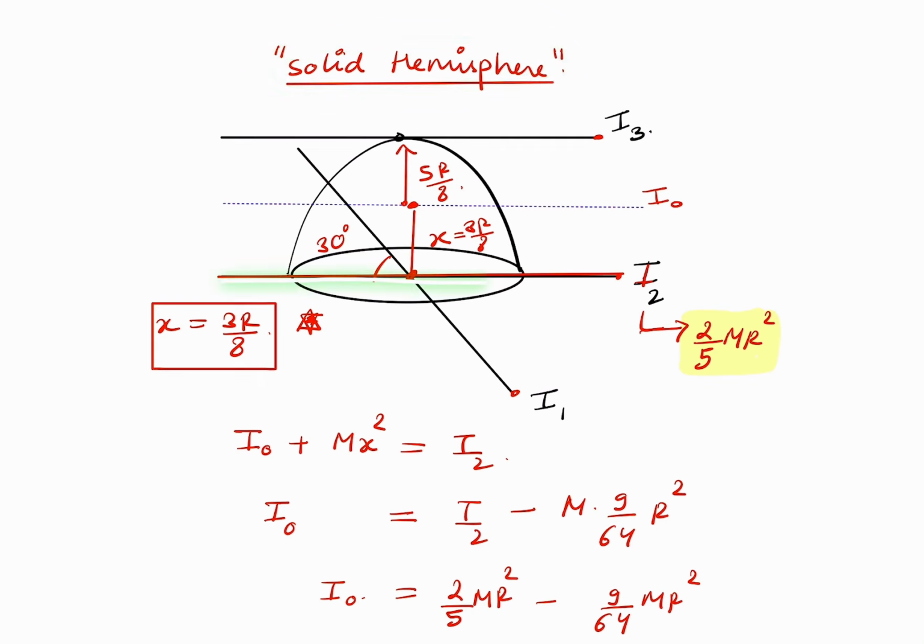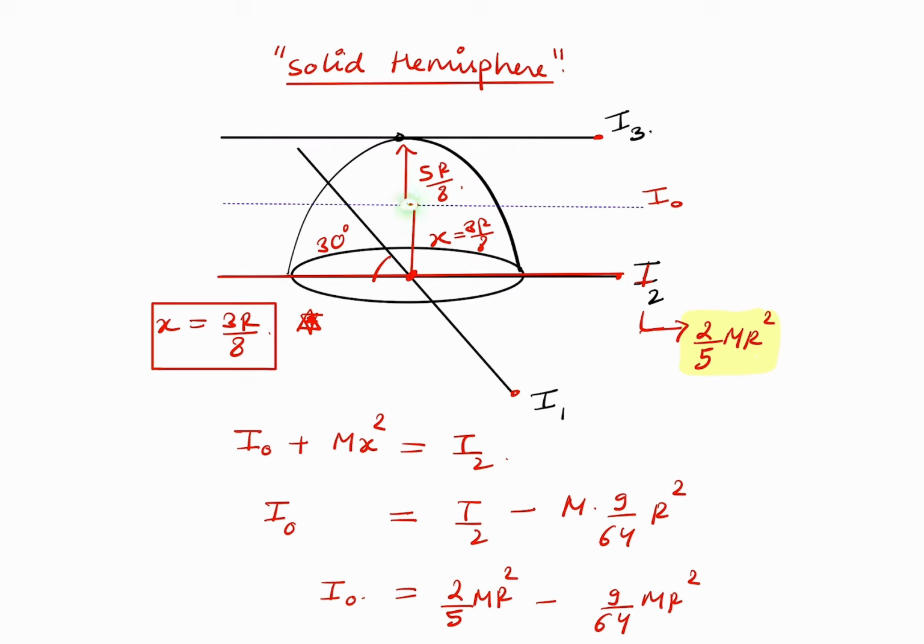So multiple axes I have drawn here about which we have to find I1, I2, I3, I0, all those axes we'll find. Okay, so let's see. So it's a solid sphere. First thing that we can remember here is this one. The hemisphere has a center of mass about 3r by 8 distance above the base. Okay, so x here is 3r by 8.